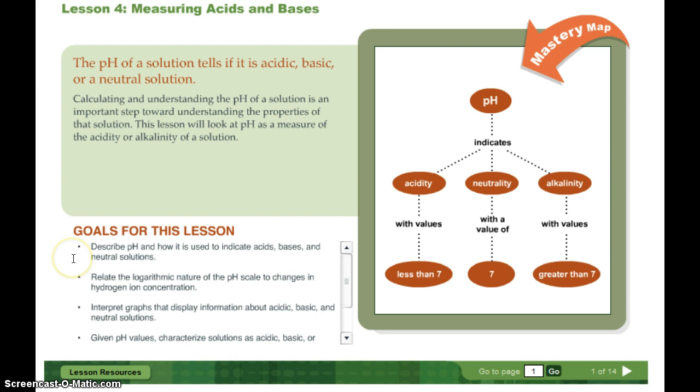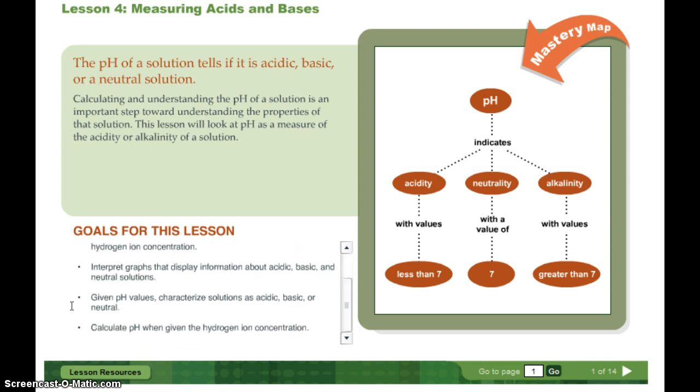Goals for this lesson: describe pH and how it is used to indicate acids, bases, and neutral solutions. Relate the logarithmic nature of the pH scale to changes in hydrogen ion concentration. Interpret graphs that display information about acidic, basic, and neutral solutions. Given pH values, characterize solutions as acidic, basic, or neutral. Calculate pH when given the hydrogen ion concentration.